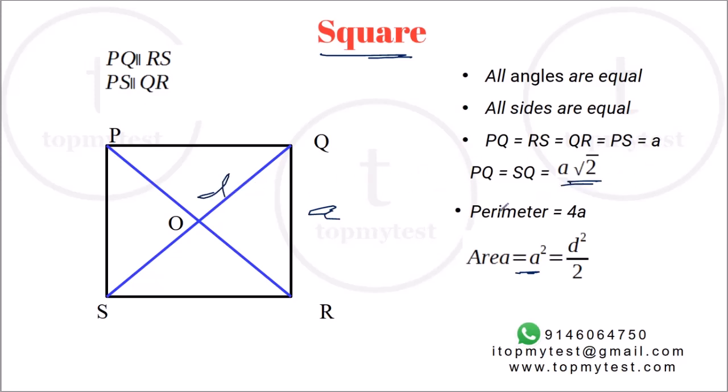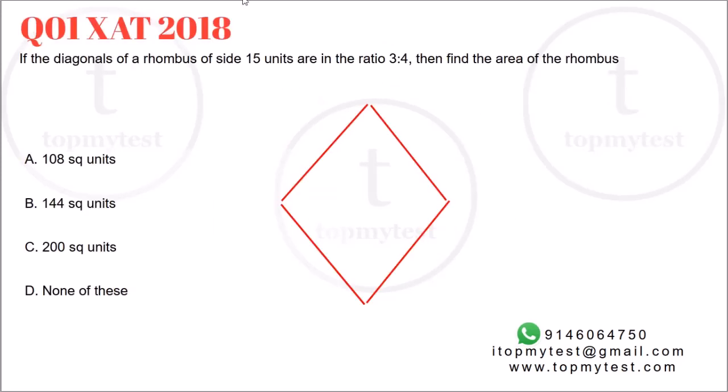times A, right? So let's use these properties and try to solve a few questions which came up in the past CAT, XAT and IFT papers. The first one is from XAT 2018. It says if the diagonals of a rhombus of side 15 units are in the ratio 3:4, find the area of the rhombus. So the side is 15 units.